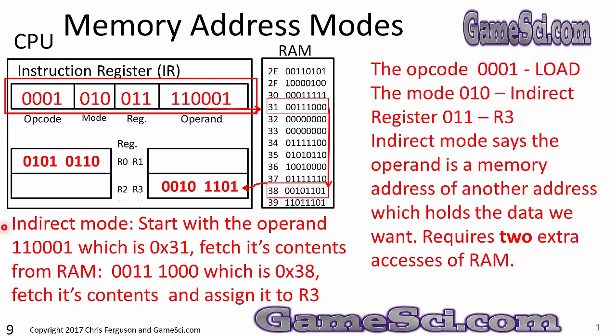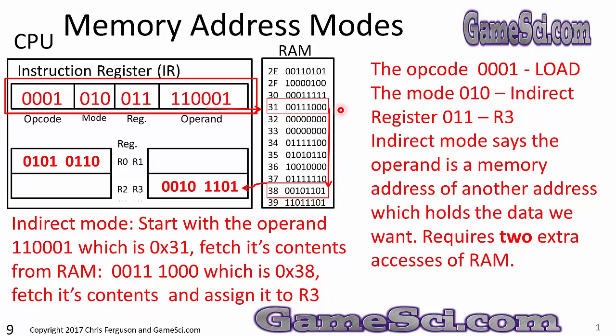Indirect mode. Start with the operand, which contains a 110001, which is hex 31. Fetch the contents of 31 from RAM memory. When you get there, the contents there are 00111000. There's the contents of hex 31. This is hex 38. If you look closely, there's a 3 there and an 8 there. Go to address 38, fetch its contents, and assign the result to R3.